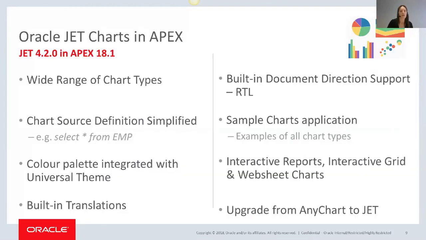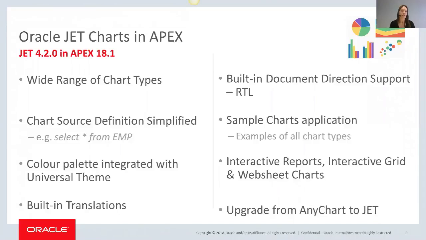So with our 18.1 release, we integrate JET 4.2.0, and that has allowed us to basically expose the widest number of chart types that we've ever been able to support in all the releases to date. That includes bar, line, pyramid, funnel, and probably in the range of about 26, 27 charts, giving the use of the orientation to change it from horizontal to vertical.